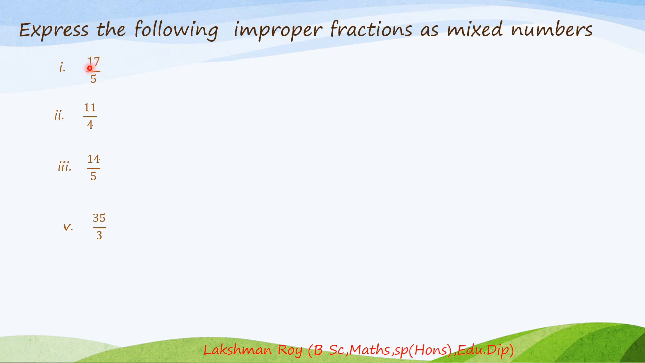See the first one, 17 divided by 5. You can see how many 5's are inside the 17. There are 3. So the whole number is 3. 5 times 3 is 15. That is 2 remaining. So 3 and 2/5. Let's see another one, 11. 11 should be divided by 4. 11 has how many 4's? Only 2. The whole number is 2. That is 8, and 3 remains.